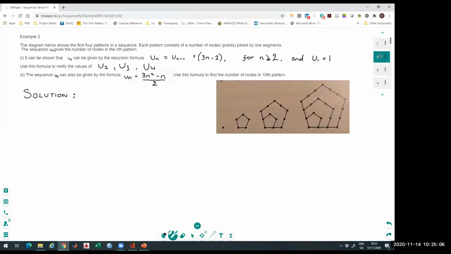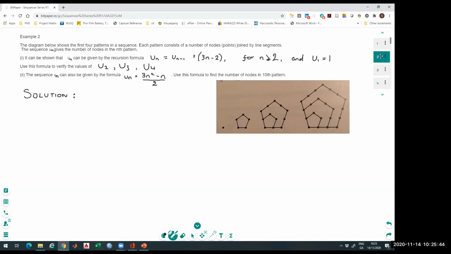Okay, so example 2 here. The diagram below shows the first 4 patterns in a sequence. Each pattern consists of a number of nodes joined by line segments. The sequence u of n gives the number of nodes in the nth pattern. So it can be shown that u of n can be given by the recursion formula u of n is equal to u of n minus 1 plus 3n minus 2. That is the recursion formula.